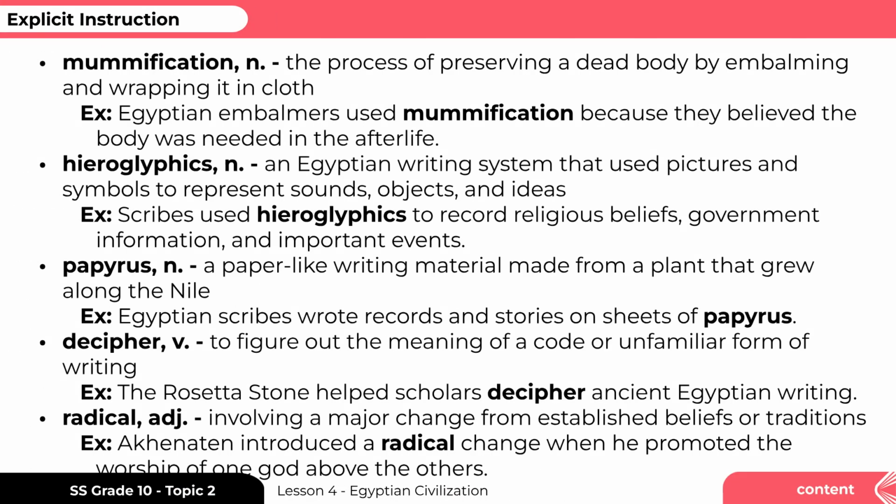2 more terms. Decipher means to figure out the meaning of a code or unfamiliar form of writing. The Rosetta Stone eventually helped scholars decipher Egyptian hieroglyphics. Radical means involving a major change from established beliefs or traditions. Akhenaten introduced a radical religious change when he promoted the worship of one god above the traditional gods. Keep these 5 terms in mind as we move through the lesson.